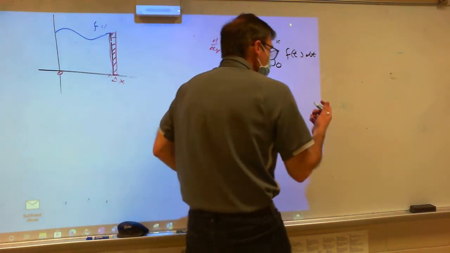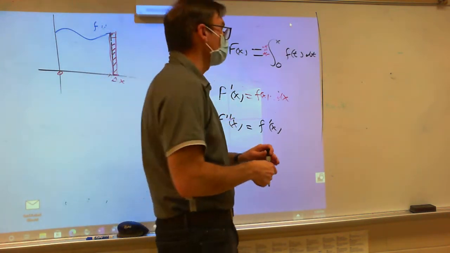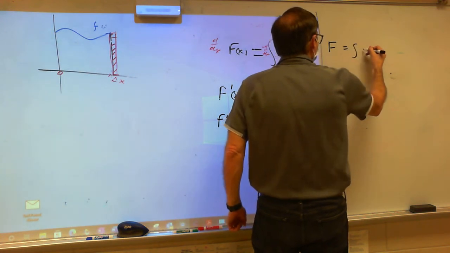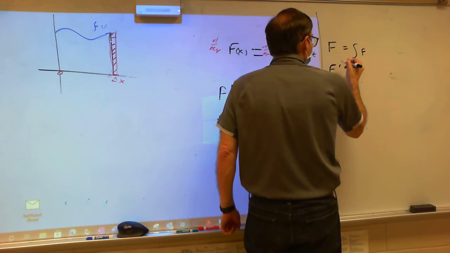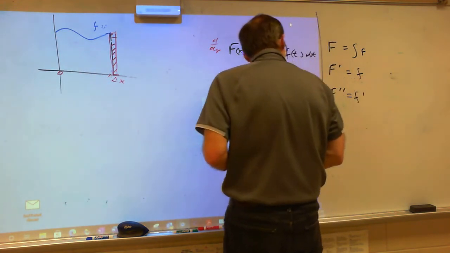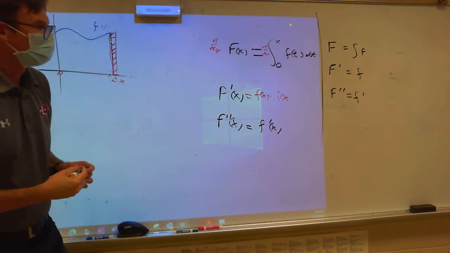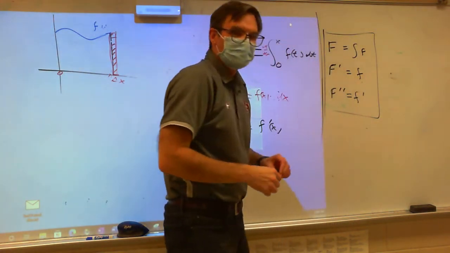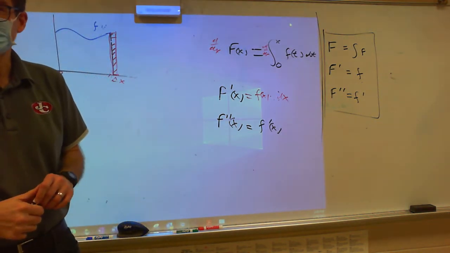Okay? This is the chart I want everybody to write down, because we're going to use that basically for the rest of the day. I want you to write big F is equal to the integral of little f. I want you to write down F prime is equal to f, and I want you to write down F double prime is equal to f prime. And put a box around it. All right?